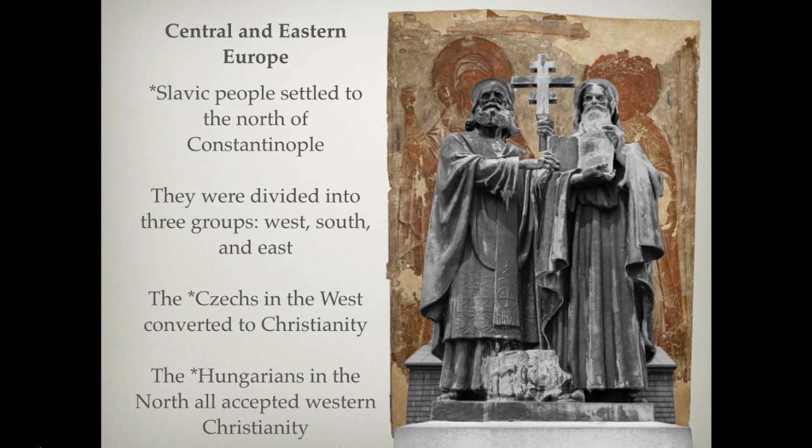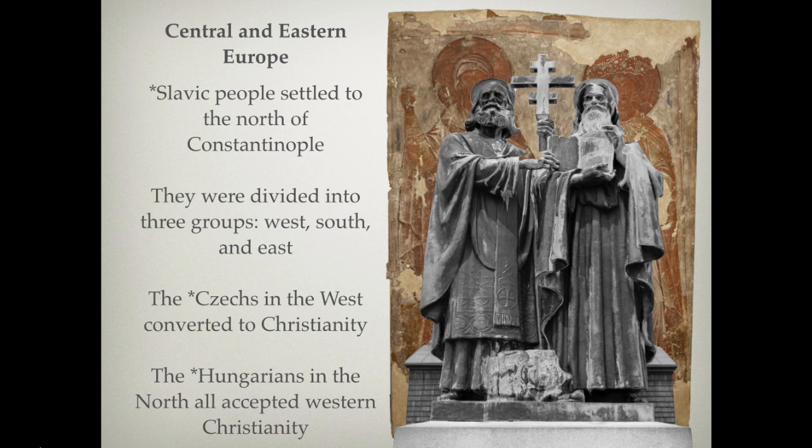Now, if we go even further east, what are we talking about in Central and Eastern Europe? Remember, these are the territories that the Magyars had been sitting, and there was no real authority. The Carolingian Empire had never really dominated in that area.